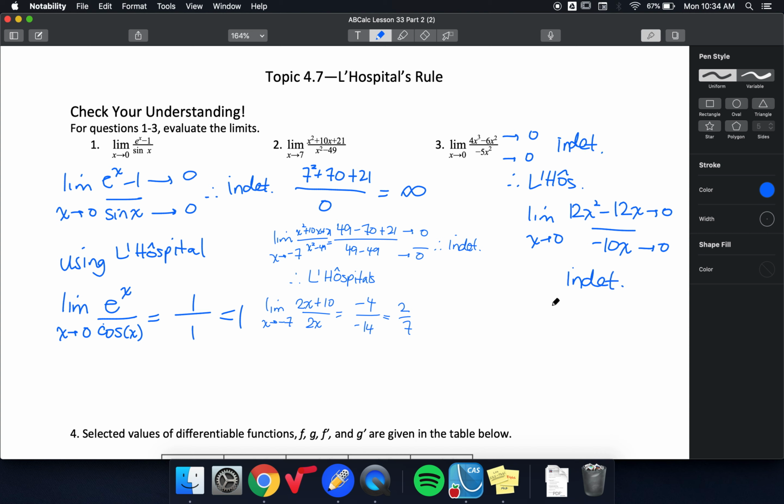And really, we want to say indeterminate, therefore L'Hospital's. Limit as x goes to 0 of 24x minus 12 over negative 10. And now I get 12 over 10 as my final solution.